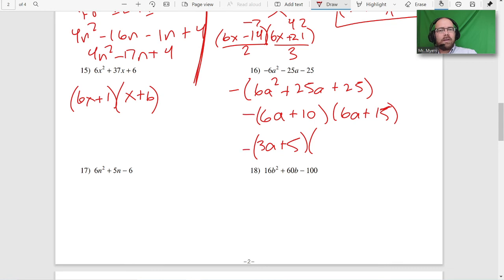And oh, there's a negative out in front there. Sometimes I just forget to carry it down because I'm focused on the main stuff here. But don't forget to carry that down. And then this one we would divide by 3. 2a plus 5. And that's it for that one.